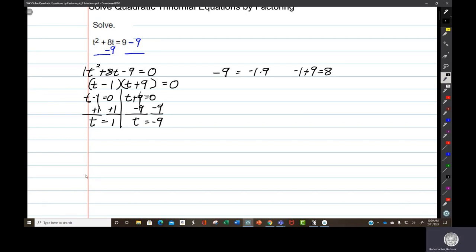Those are the zeros of my function, if you like. We talked about that yesterday, but they are also the solutions to the equation t squared plus 8t minus 9 equals 0, or the original equation, t squared plus 8t equals 9. Notice you have two solutions. That's very common. There are some quadratics that have only one solution, and we'll go into that later, but most of them have two. So now you get to get used to an equation that has two answers rather than one answer. And you can, of course, check each of your answers up here to make sure it's true, and it is. So let's move on.